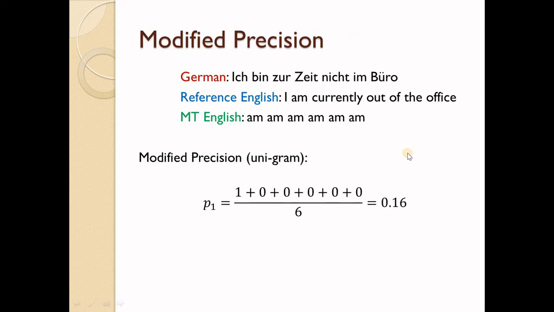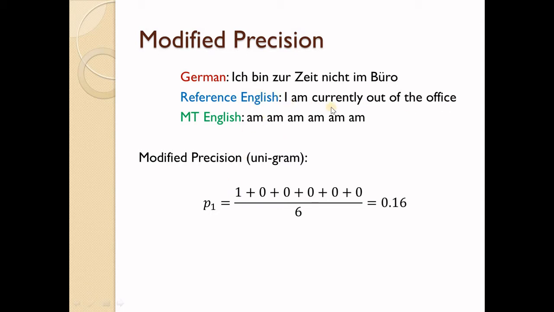So this is the problem with the precision. So we modify the precision. Here we call it the modified precision. Here in German we have this sentence, and in reference English the sentence is "I am currently out of the office," and let's say the machine translated English is the same thing, "I I I I I I." Now in the modified precision, below this will be 6, right? Because there are 6 words. But here there will be a modification.